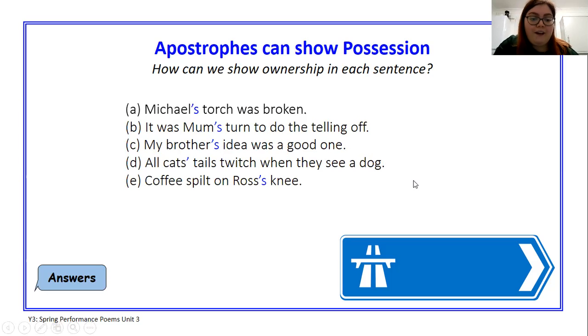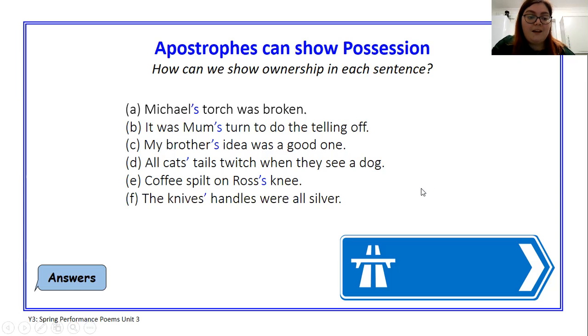Number 5, coffee spilt on Ross's knee. Now on the previous slide, I did notice that the S wasn't put in place when it just says Ross' knee. So I wanted Ross's knee. So a name ending in S, just like Jess, just like James, just like Iris, we add an apostrophe and add another S.